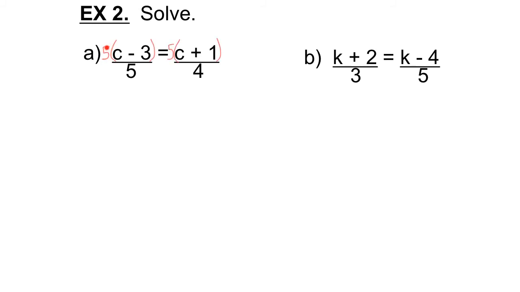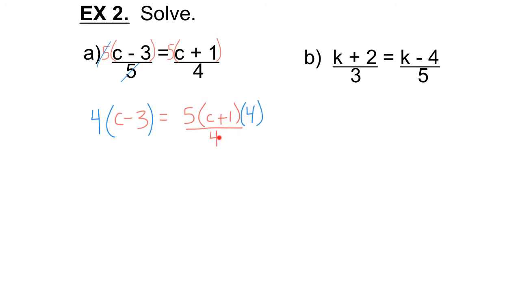So this 5 and this 5 are opposites. They cancel each other out. So I'm left with c minus 3 on the left, 5 times c plus 1 over 4 on the right. So I eliminated my first fraction. Now I still have this other fraction. So to eliminate this one, I need to multiply both sides by 4.